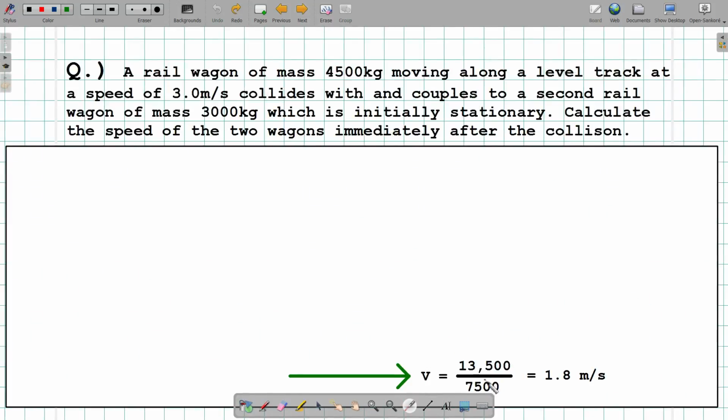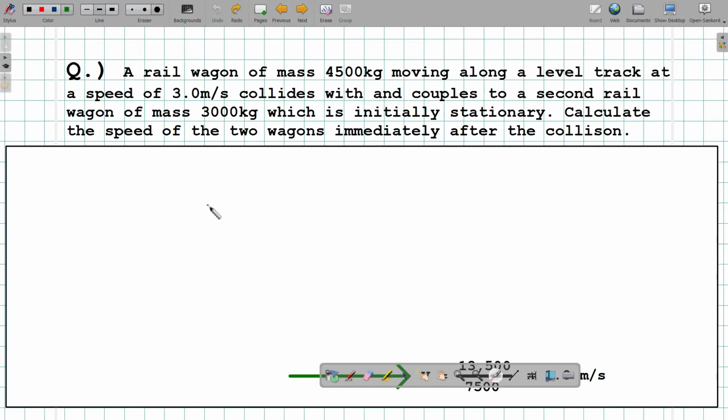So moving on to a question to finish off this video. Sorry, I couldn't blank this last bit out. I'll just move that in front of it so you can't see. A rail wagon of mass 4,500 kilograms is moving along a level track at a speed of 3 meters per second. It collides with and couples to a second rail wagon of mass 3,000 kilograms, which is initially stationary. We'll move on to what couples means in the second video, but it simply means that it connects, basically. So they'll connect together, so it's almost as if they've become one object now. Calculate the speed of the two wagons immediately after the collision.